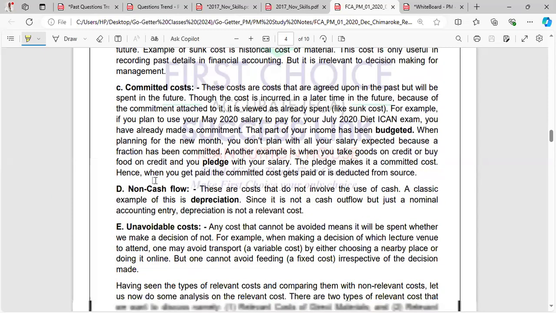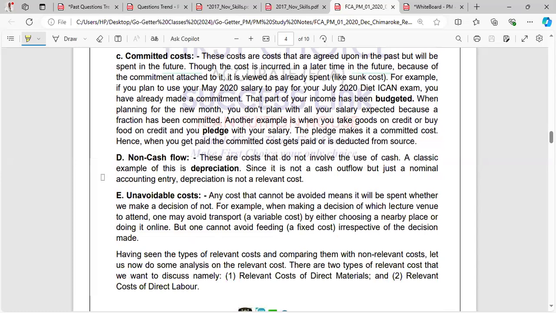Then another cost is a cost that does not require cash flow, that does not involve the actual use of cash. For example, depreciation. Depreciation does not involve cash because it is just a provision. It does not require cash flow.